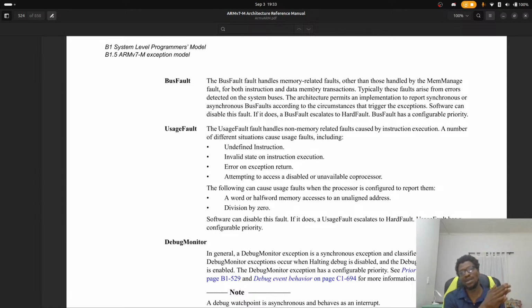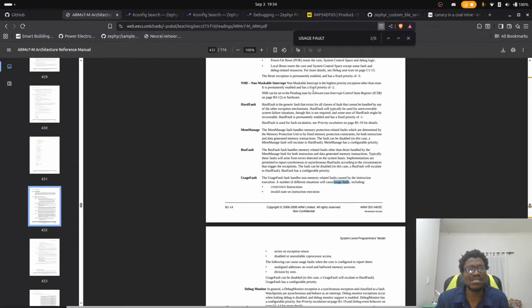A word or half word memory access to an aligned address. So if everyone remembers when we were debugging our memory slab issues in Zephyr, we would arrange our data in something like 4 bytes, if I remember well. So let's look at the pull request.